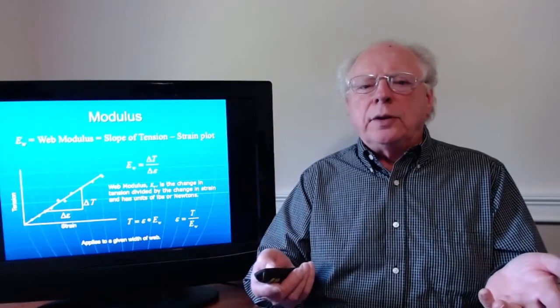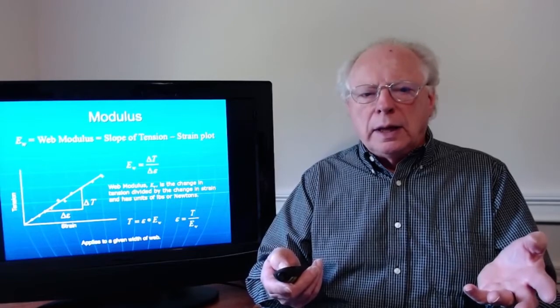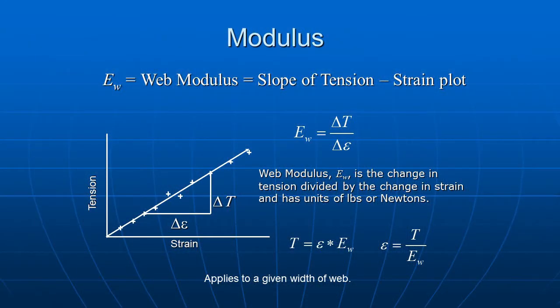There are several things that get called modulus. The first one we'll talk about, web modulus, E sub w, is the slope of a plot of tension force and strain. So web modulus is the change in tension divided by the change in strain for the slope. So it'll have the units of pounds or newtons depending on your force units. And the way we use it is the tension force is equal to the strain applied to the web times the web modulus. Or the strain that results is the tension force divided by the web modulus.